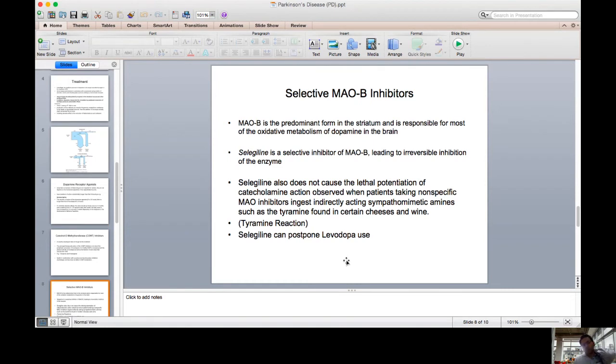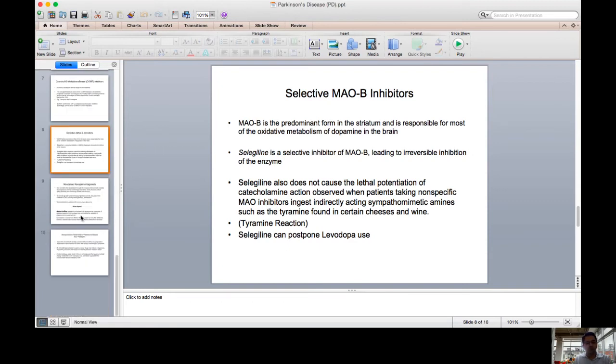It is postponing levodopa use because it is more effectively utilizing the existing dopamine which is there. This is the added feature because we are aware from our previous slides that as soon as levodopa use is started, it may lead to a wearing-off effect and worsening of the free radical damage as well.